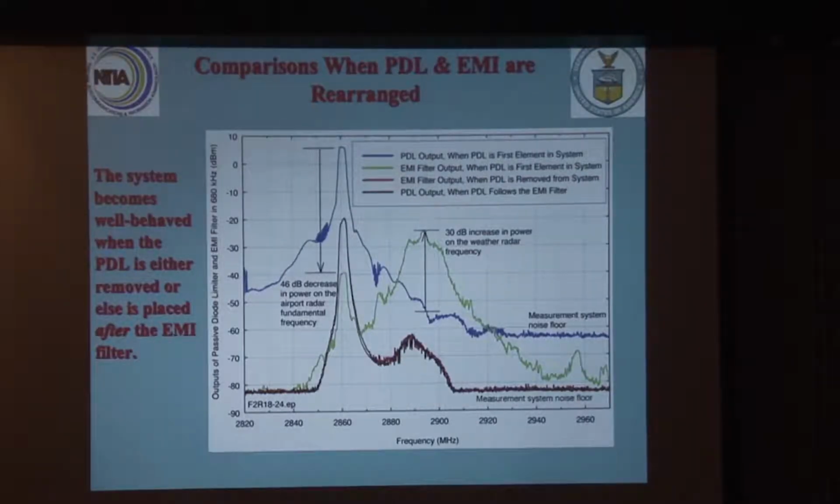But here we do a graphical comparison when we have the bandpass filter and the diode limiter in various different arrangements. Here's what we've already seen for these two curves, where we have these two components in place the way that they built the radar. Here is what we see when we put the diode limiter after the bandpass filter, and everything behaves the way that you think it actually should behave if you put the limiter in after the filter.